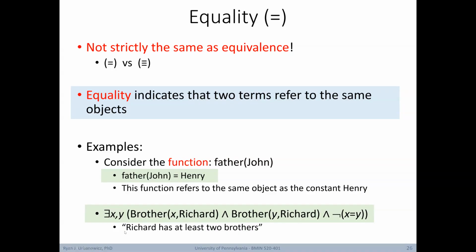Using equality, let's try and convey that Richard has at least two brothers. We can do that with this formula. There is some x and y, where x is Richard's brother, and y is Richard's brother, and x does not equal y. This last part ensures that x and y cannot be the same brother, meaning that Richard has at least two brothers, but not exactly two brothers.